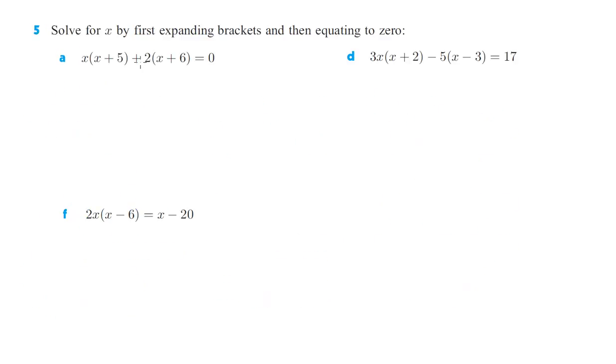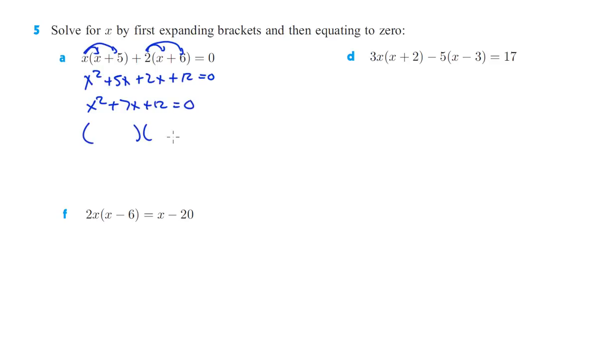Okay, number 5. Solve for x by first expanding brackets and then equating to 0. Okay, so let's try that out. So let's distribute this x to both of those and this 2 to both of those, and then we'll just simplify and solve it. So that gives us x squared plus 5x plus 2x plus 12 equals 0. So that's going to give us x squared plus 7x plus 12 equals 0.